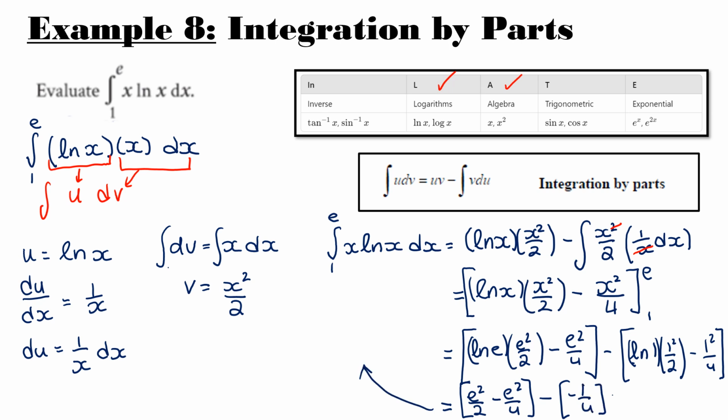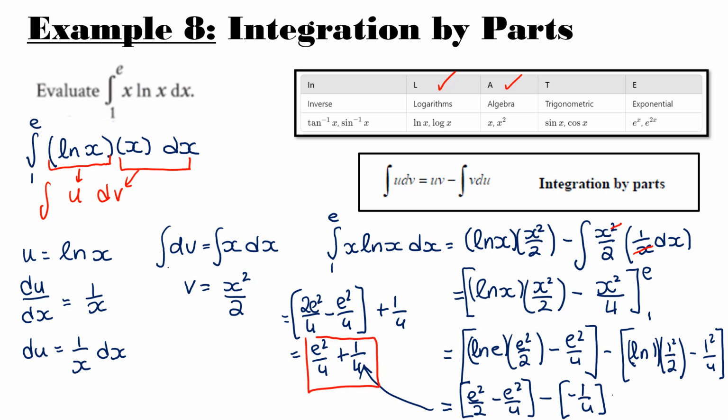So just to finish that off, e squared over 2 minus e squared over 4 is going to equal the same as 2e squared over 4 minus e squared over 4, which we can then simplify to just e squared over 4. And then we're taking away a minus quarter, so that's plus a quarter. And that is our final answer. It is in terms of e, and if you want to get it as a decimal, if they asked, we want to put that into the calculator and you can convert.